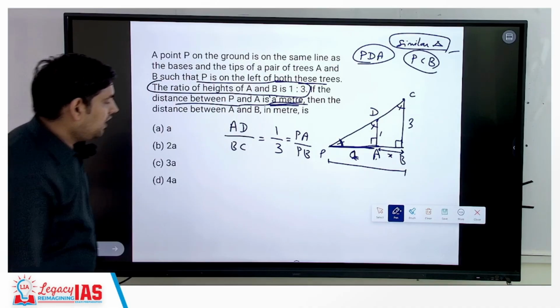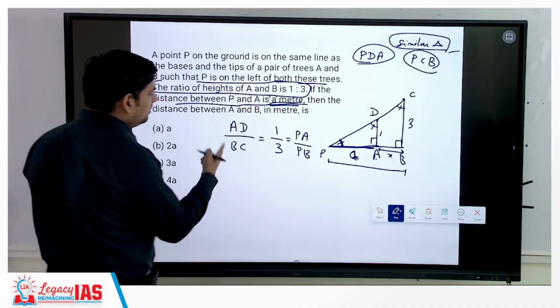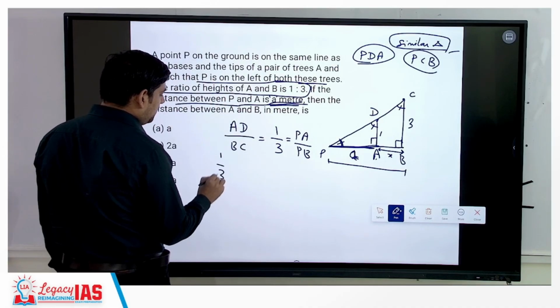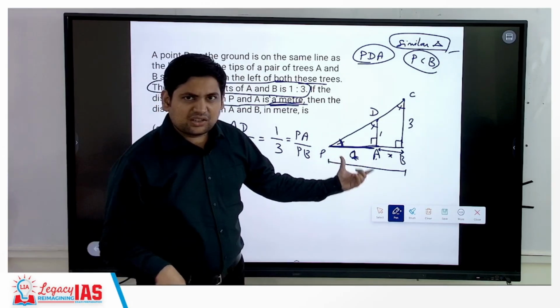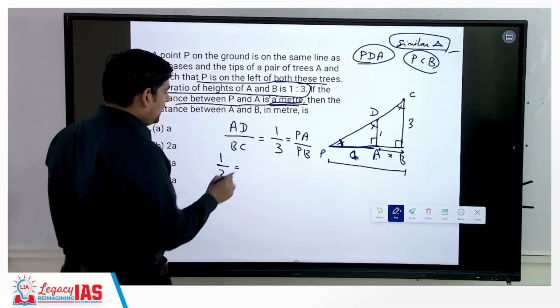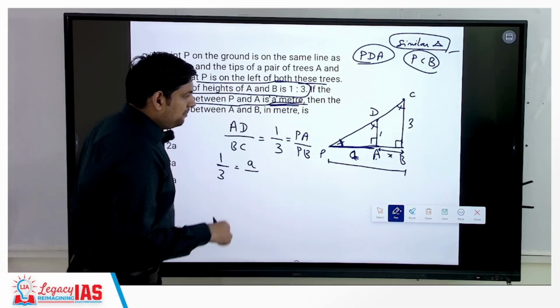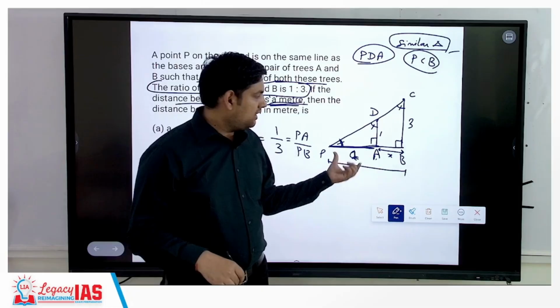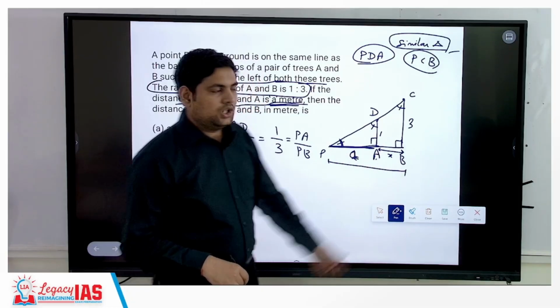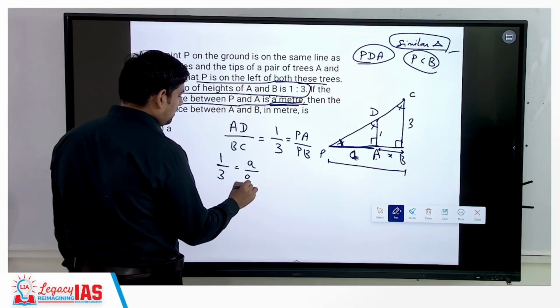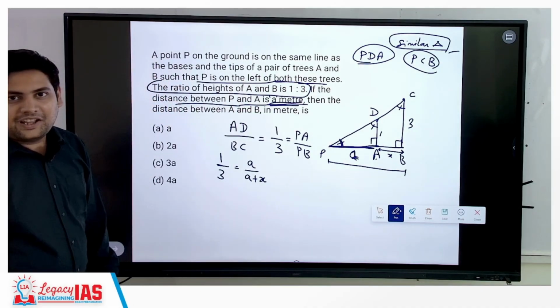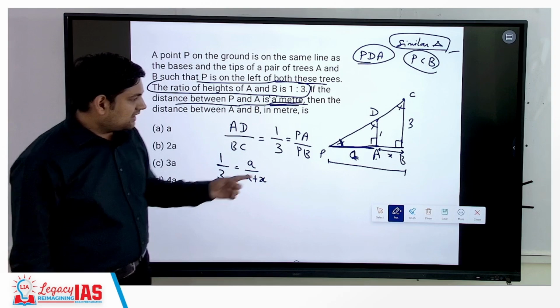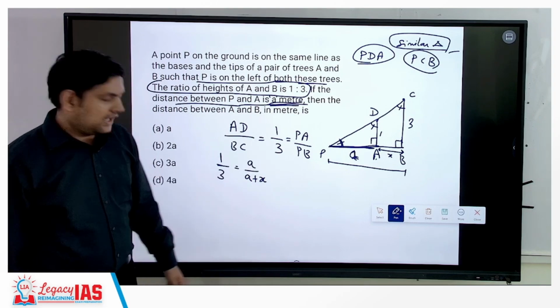That's it. Now let's try to do this. So 1/3 becomes PA upon PB. PA's length is given to you. It is given to be A. So this becomes A. PB is A plus X. So PB becomes A plus X. Got it? This is A and this becomes A plus X.